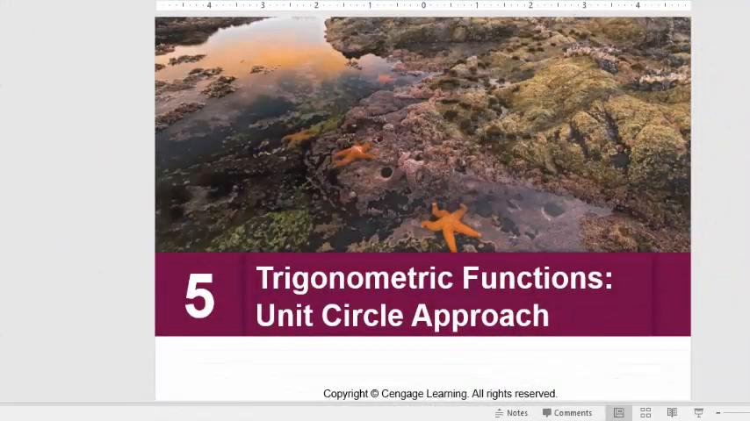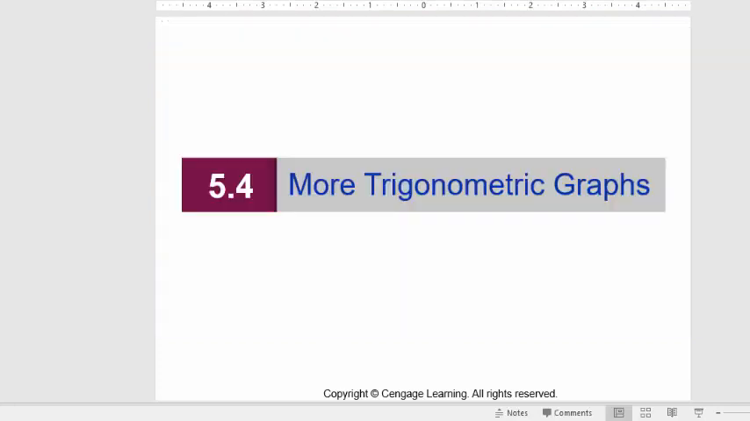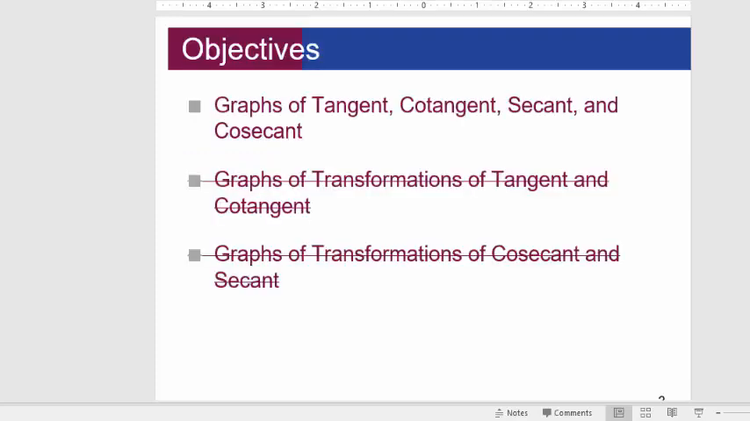So we're still working in chapter 5 here, which again is the unit circle approach to the trig functions. But now we're actually into more trig graphs besides sine and cosine, right? We did all the sine and cosine graphs and the shifts and the stretches and the compressions, how you change the period and change the amplitude and all that good stuff. So now we're going to look at the graphs of the tangent, the cotangent, the secant, and the cosecant.